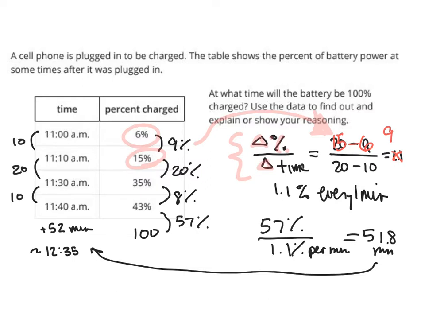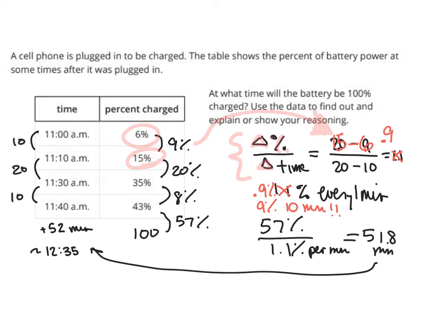9%, 0.9% every minute. Okay, my mistake. We could also say that is 9% every 10 minutes. It's much easier than 0.9 every minute.